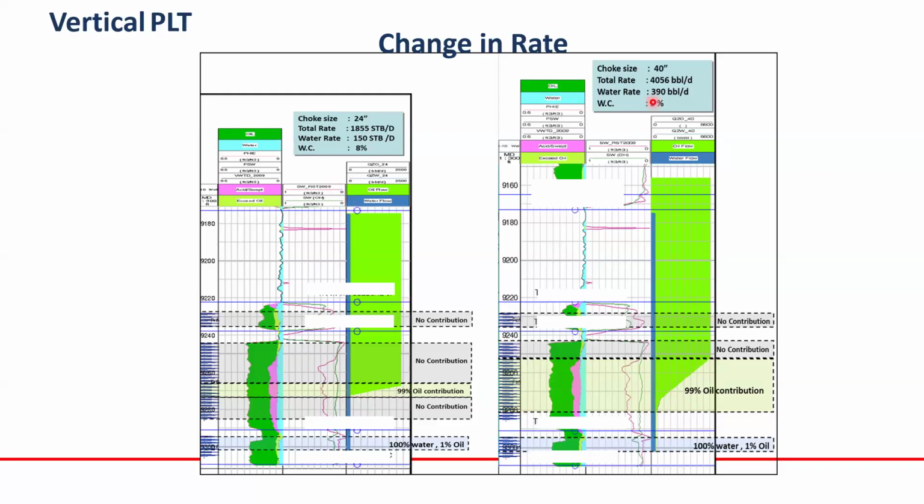With almost the same water cut, 8%, 9%, this one is total rate 1855, and this one is 4050. The choke size is 24, and the choke size is 40.